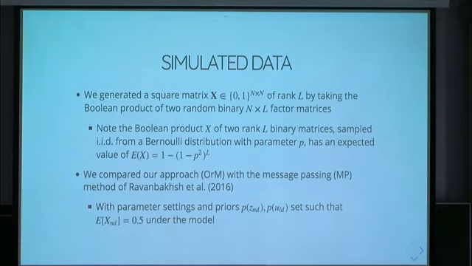If we take just bit flips within the codes, say the factors, then we know the expected value of X. It has this formula here, and we're going to do that such that the expected value of X is 0.5. So the overall amount of zeros to ones in the data, just for this simulated example, we're going to specify that, and then we compared our approach with the message passing approach of Ravanbakhsh, at ICML last year.